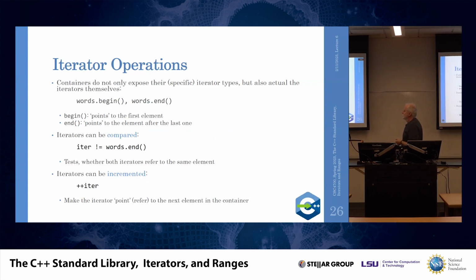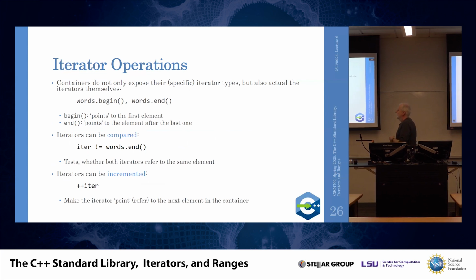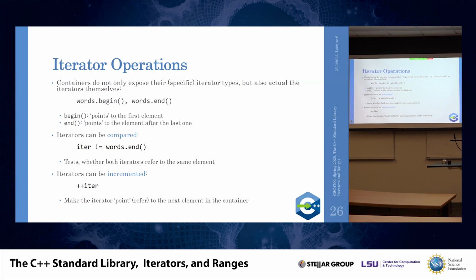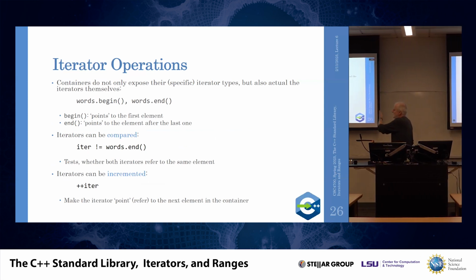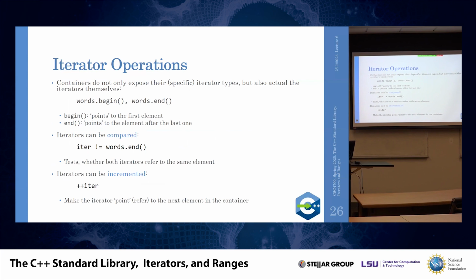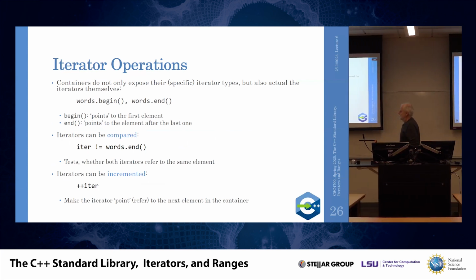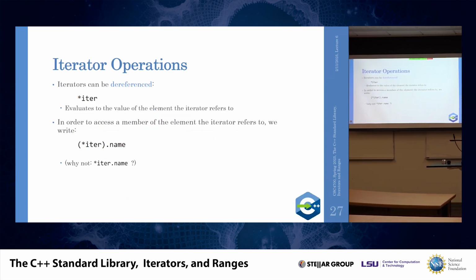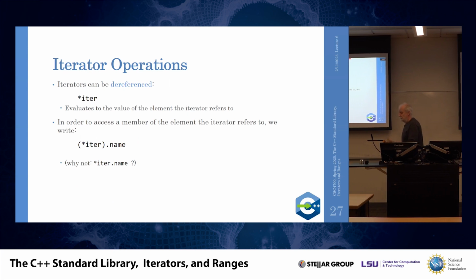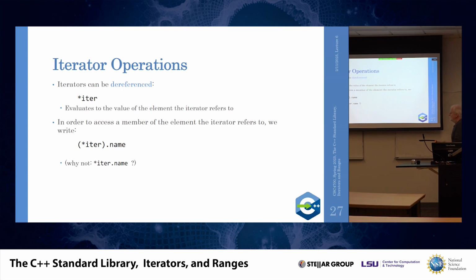Okay, so let's talk about these iterator operations in more detail. As I said, containers do not expose their specific iterator types, but you can actually ask the container for its begin and for its end iterator. You can compare iterators, as we said, and you can increment iterators, which makes the iterator point to the next element in the container. You can dereference them, which gives you a reference to the element they refer to. By the way, you can use them in the same way as a pointer.